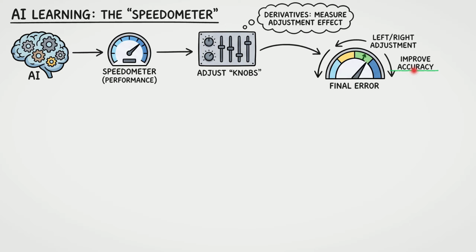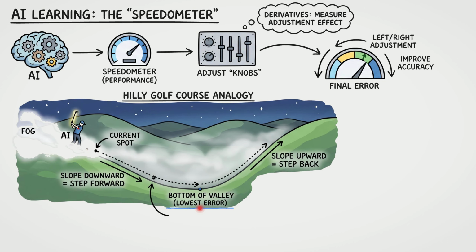To understand how this works without any complex math, let's look at this hilly golf course analogy. Imagine you are an AI standing on a hill right here at this current spot. It's night, and you are surrounded by thick fog. Your ultimate goal is to reach the very bottom of the valley because that lowest point represents the lowest possible error for the AI. Because of the fog, you cannot see the bottom, but you can feel the slope of the ground beneath your feet.